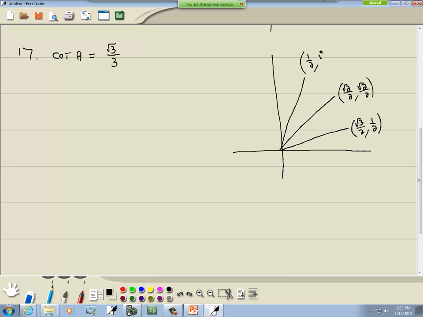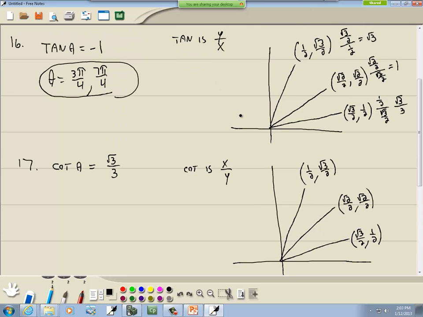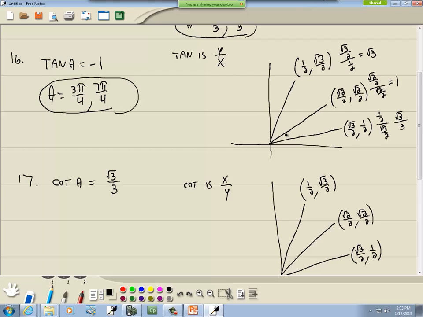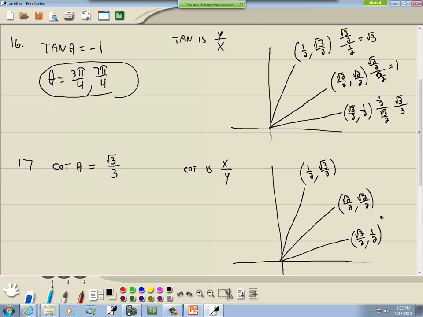And 1/2. And this is square root of 3 over 2. Now, cotangent is x over y, which is the reciprocal of this. What we're going to find if we go through it is this one is going to be square root of 3, and this is 1. And this one is going to be square root of 3 over 3. So these two just kind of flip around.